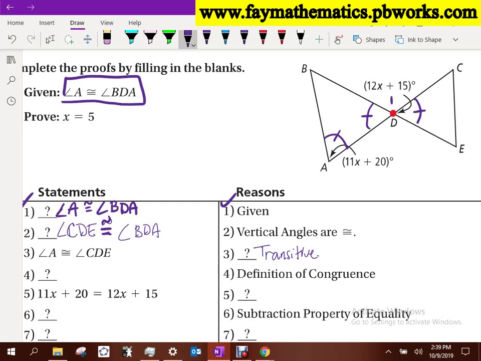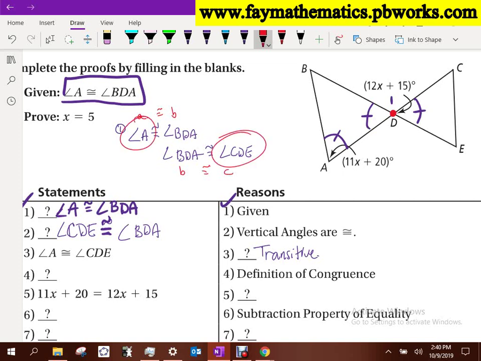Okay. If I want to be real clear about it, I'm just going to write this real quick. Angle A was congruent to angle BDA. That was statement number 1. Statement number 2, if I write it this way, angle BDA is congruent to angle CDE. Do you see how this is A is congruent to B, but B is congruent to C? So we can make the jump that A is congruent to CDE. Does that make sense to everybody? And that's the transitive property. Okay.